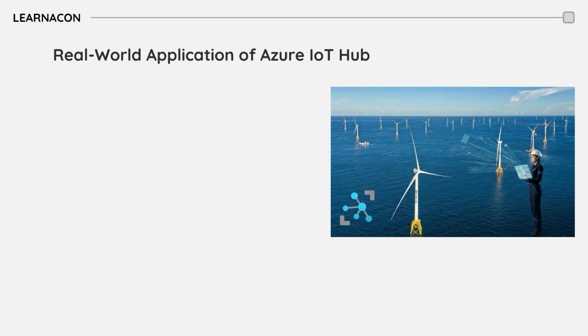Now let's have a look at a real-world application of Microsoft Azure IoT Hub. SGS Company, a global leader in inspection and certification, collaborated with Microsoft Azure to create an IoT solution for wind turbine monitoring. Deployed at the Three Gorges Yangjiang offshore wind farm, one of the world's largest, this solution helps with powering 2.4 million households with enhanced efficiency and predictive maintenance.